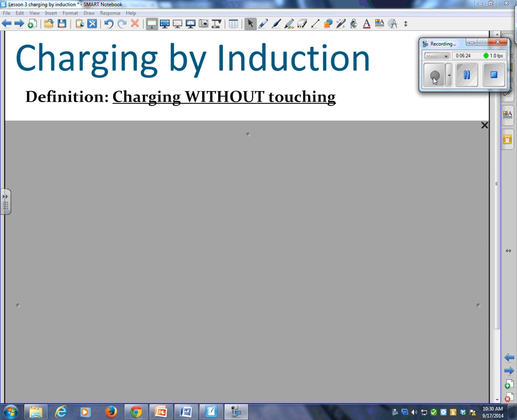Induction means no touching. No touching, Blake. So how can you charge something without touching it? That doesn't make any sense. With electricity. Well, you charge it with electricity, yes. You can shock it, you get a spark. So you don't have to touch something to get a shock? No, you don't.